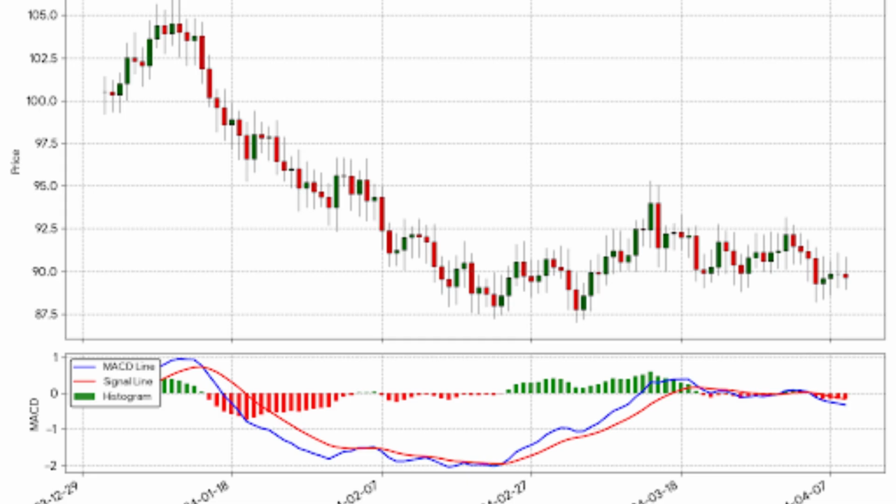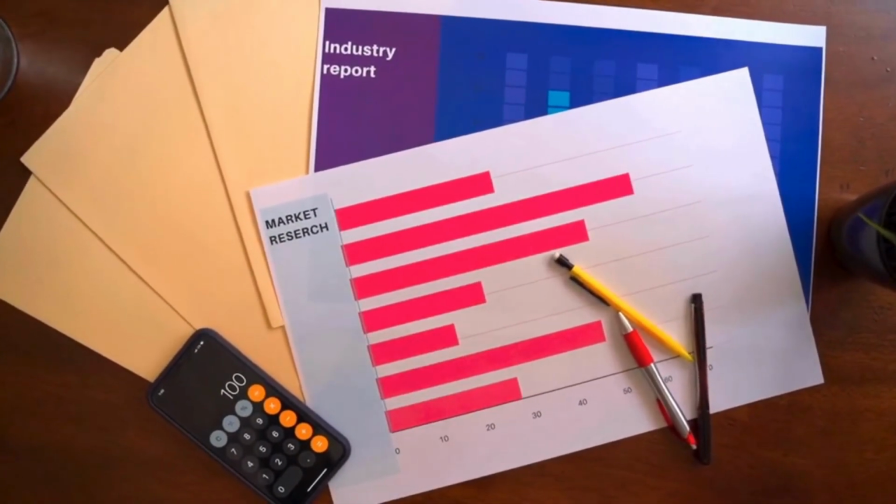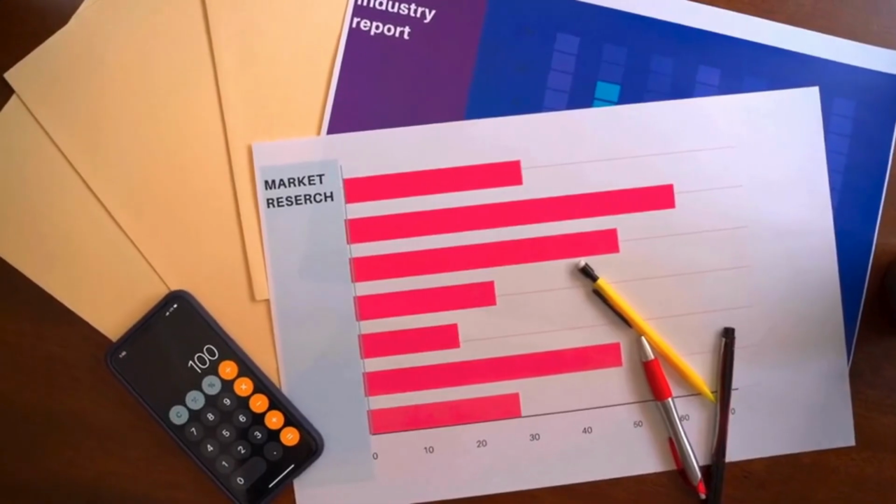6. MACD. Moving Average Convergence Divergence. MACD shows trend direction and momentum using the MACD line, signal line, and histogram. Key signals: MACD line crosses above signal line, buy. Crosses below, sell. Histogram expansion equals stronger trend. MACD is powerful for spotting trend reversals and continuation signals.